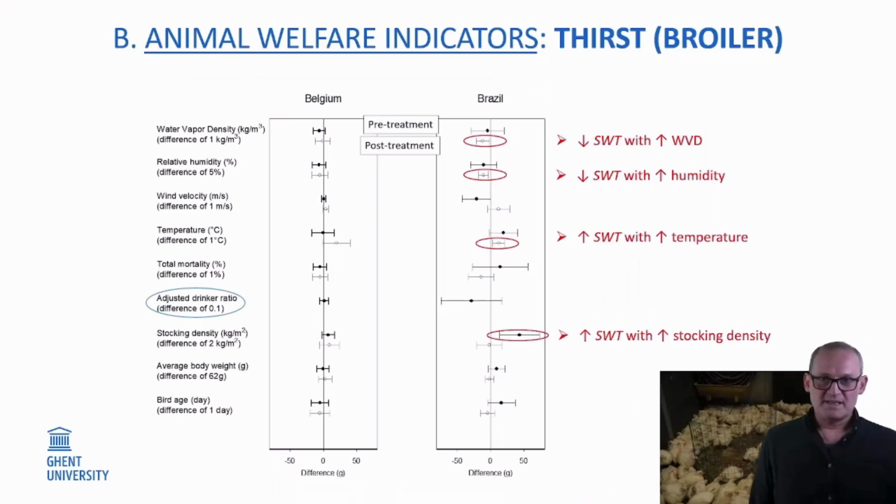We also saw that there were certain factors that have an influence on how much water is consumed during the spontaneous water consumption test. And these relate to the indoor climate and also to the stocking density. So if we ever want to use that test to compare farms over time or between farms, we need to somehow account for indoor climate and for stocking density.